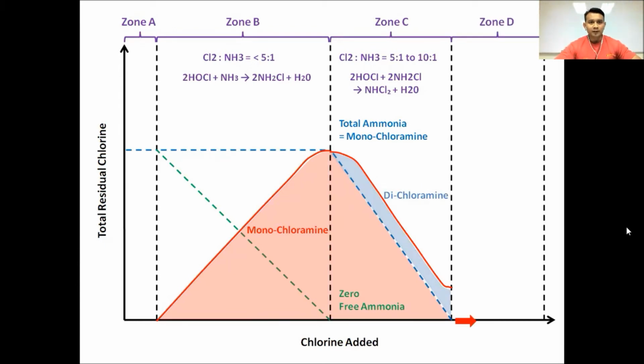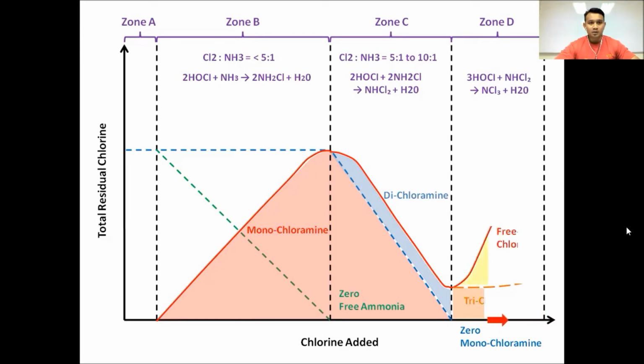Next, we move to the final zone, zone D, which starts when there is 0 monochloramine. When the amount of chlorine keeps increasing, dichloramine will react with it and produce trichloramine or nitrogen trichloride. However, the production of trichloramine is slow. Hence, the additional chlorine added will be in the form of free chlorine, where it is ready to be active for disinfection.